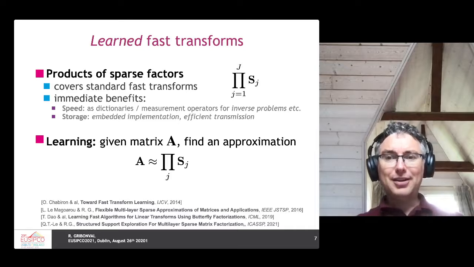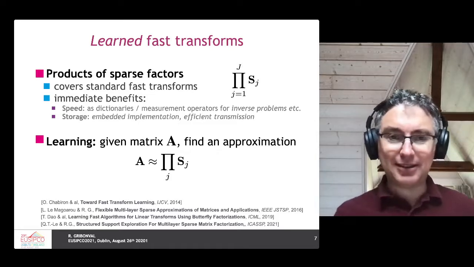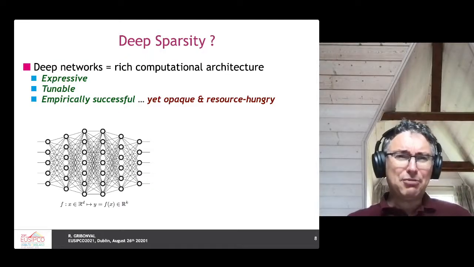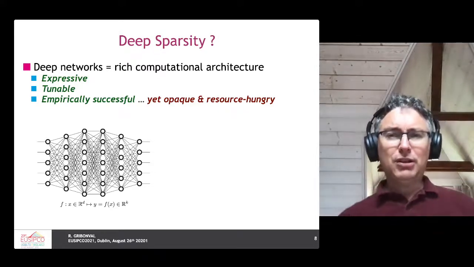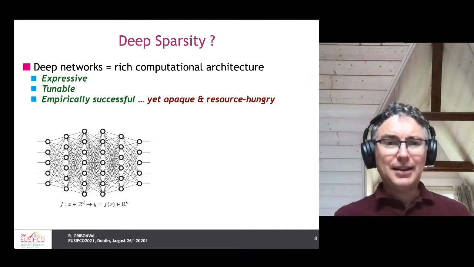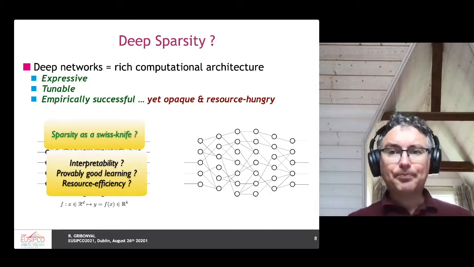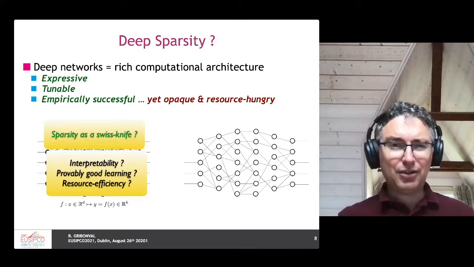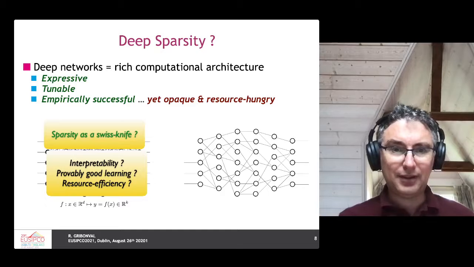Of course, once you open the Pandora's box of learning, there's the keyword deep that starts to appear, and one can wonder how much sparsity can be brought into deep networks, because these networks, we know on the positive side, are very expressive, they can be tunable, and there's lots of empirical success. But when you come to GPT-3 or even more recent variants that have nearly 200 billion parameters, they are not really resource efficient. So if you could prune them or constrain them to be sparse, there would probably be the ability to get a better balance between the computational efficiency and the accuracy of the results we achieve with these methods.